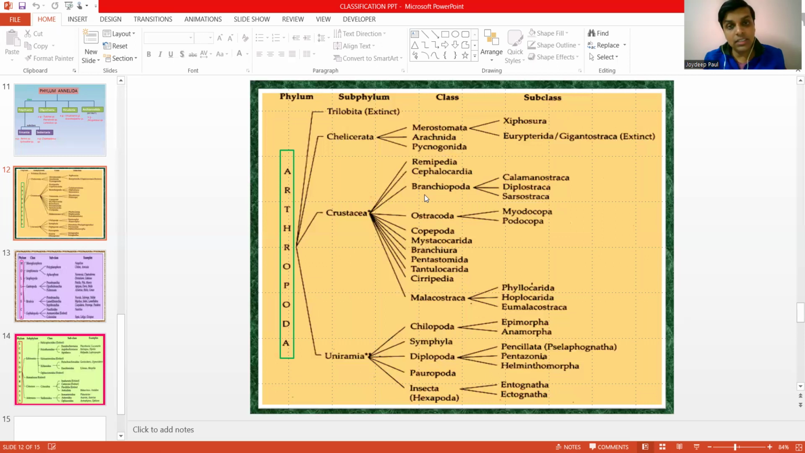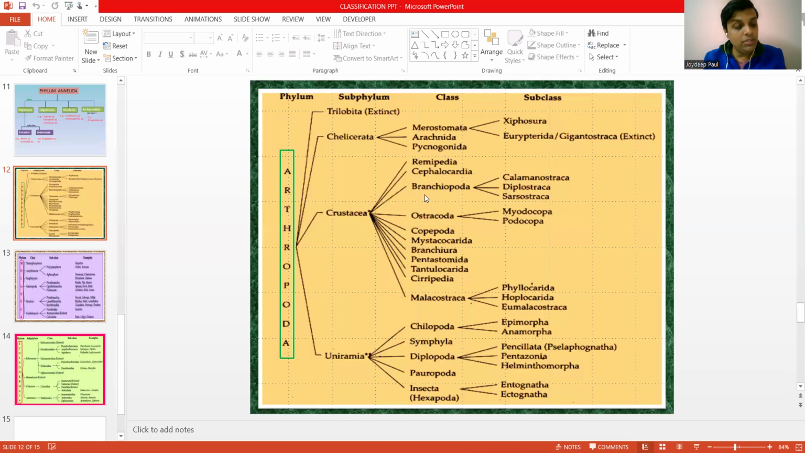The third class in Chelicerata is Pycnogonida, small benthic marine animals commonly known as sea spiders. Opisthosoma is much reduced. Examples: Nymphon sp.